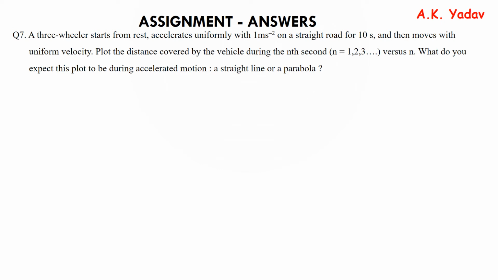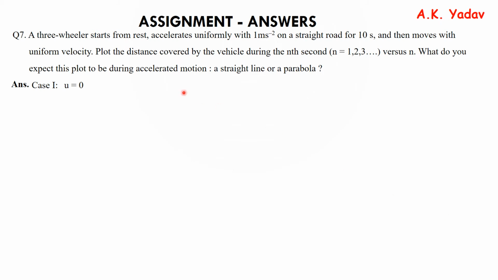Question number 7. A three-wheeler starts from rest, accelerates uniformly with 1 meter per second square on a straight road for 10 seconds and then moves with a uniform velocity. Plot the distance covered by the vehicle during the nth second, that is n equal to 1, 2, 3 up to 10, versus n. What do you expect this plot to be during accelerated motion, a straight line or a parabola? So let us take the first case.